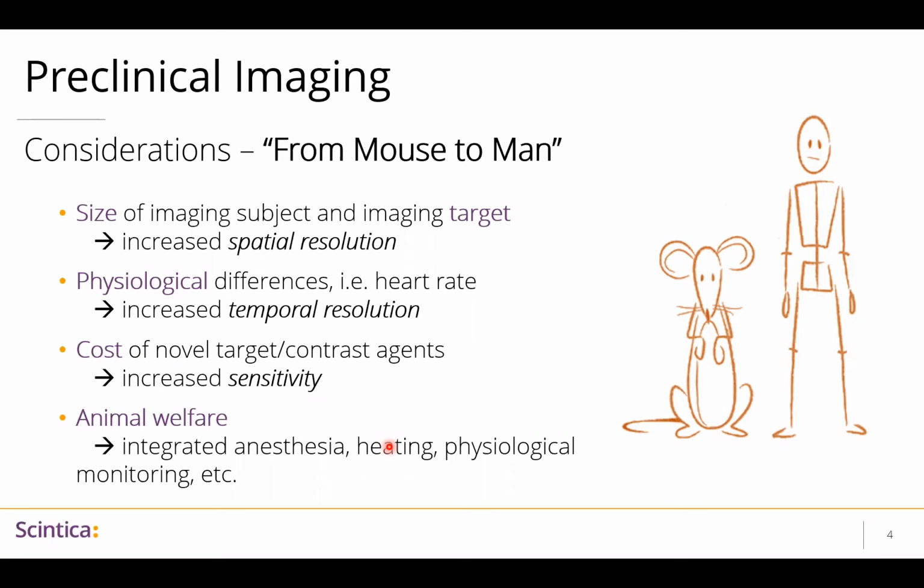And also important when we're talking about imaging any preclinical subject is the animal welfare. So we need to take into account integrated anesthesia if it's required, heating the platform because many animals don't create their own heat while they're under anesthesia, and being able to monitor the physiology of the animal during the imaging session as well.